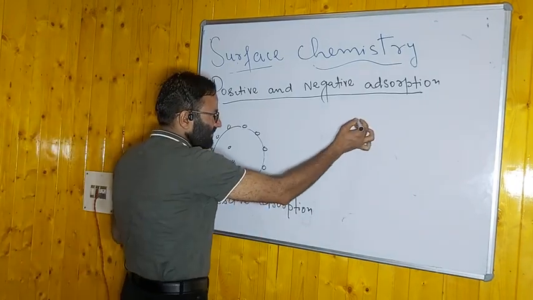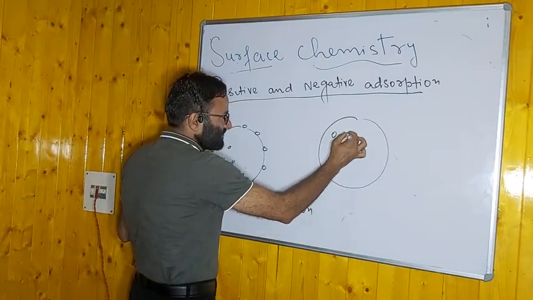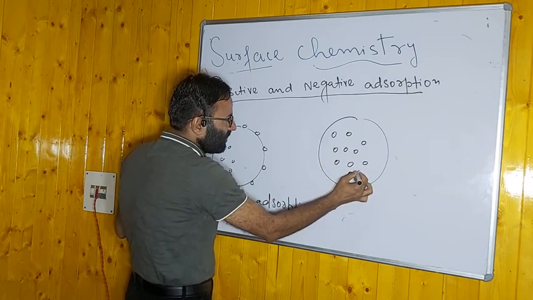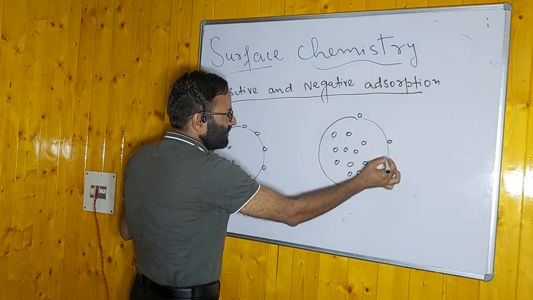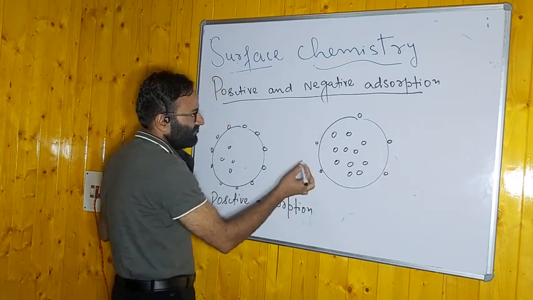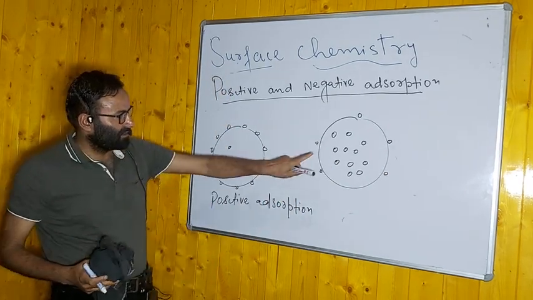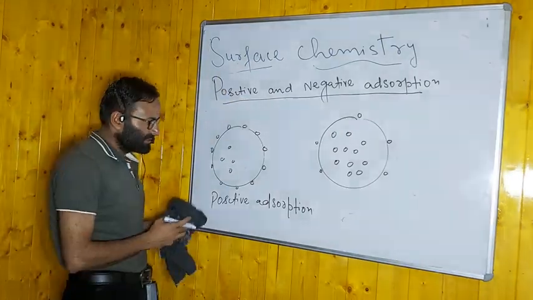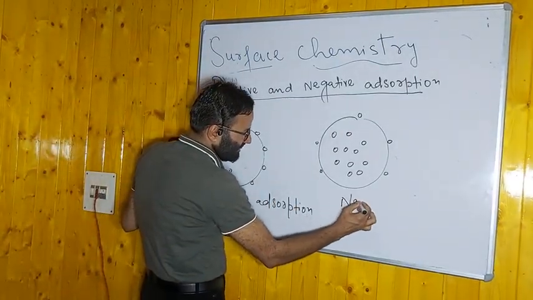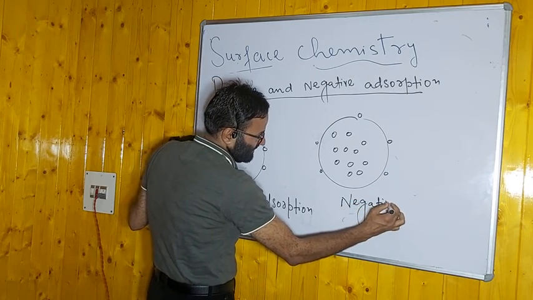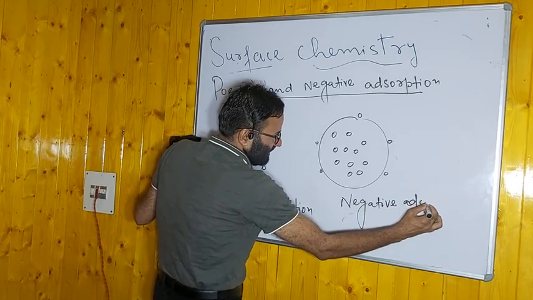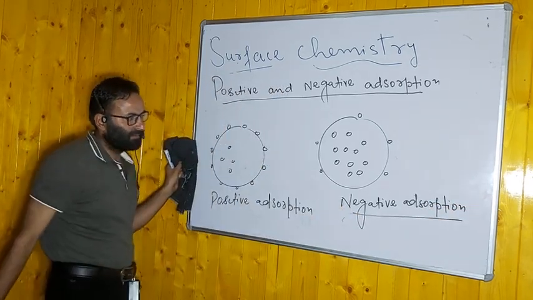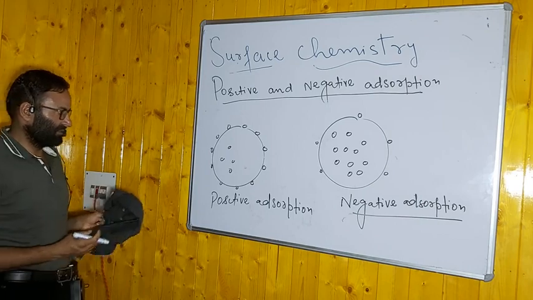If the reverse thing happens, and the concentration of the adsorbate molecules is more in the bulk than on the surface, at that time it will be negative adsorption. Remember this point: positive and negative adsorptions.